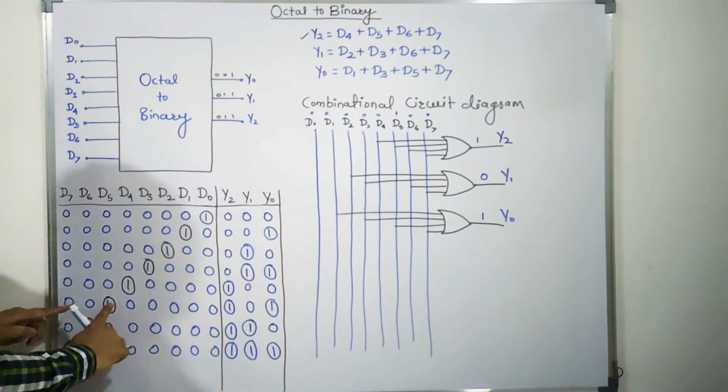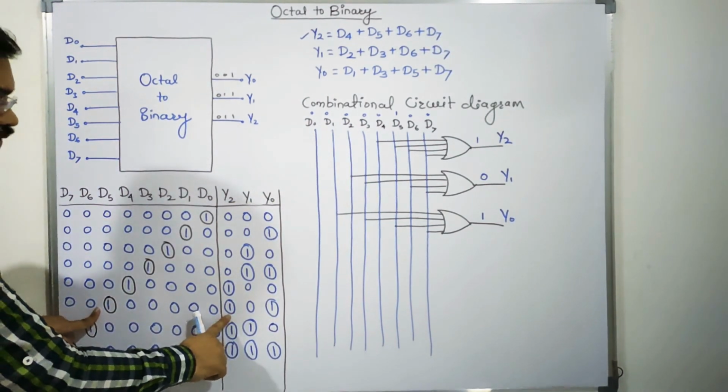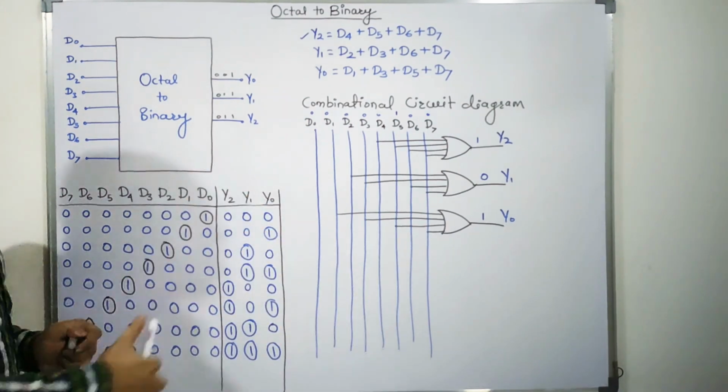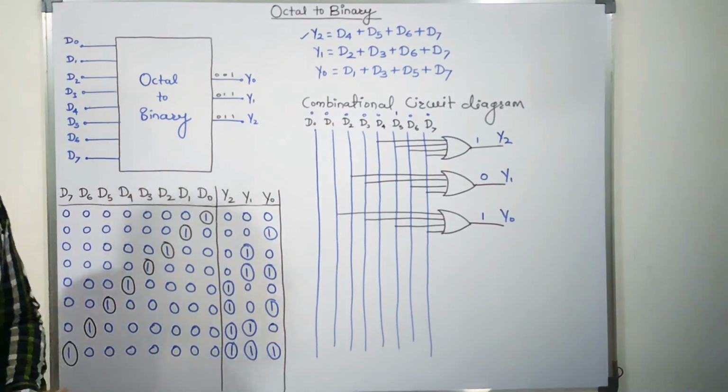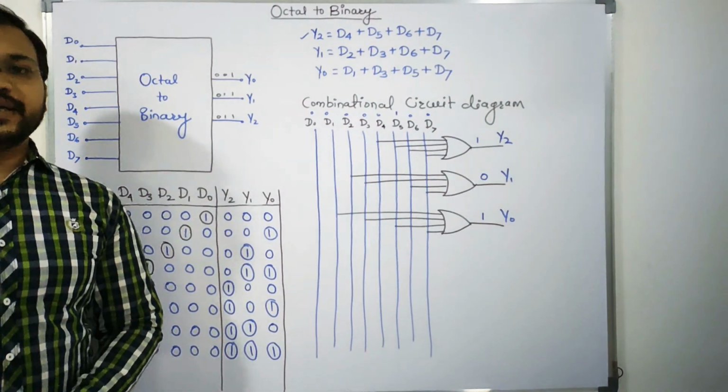So for this D5, if you check, this is what your 1, 0, 1. So in this way we can cross check our combinational circuit diagram also. So this is all about your octal to binary encoder.